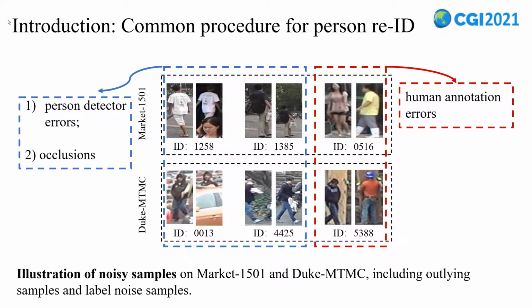However, noisy data commonly exists due to false labeling, person detector errors, or occlusions in the real world, as illustrated in the figure. The figure is an illustration of noisy samples on Market-1501 and DukeMTMC, mainly including outlying samples and label noise samples. The blue box is caused by person detector errors or occlusions, and the red box is due to human annotation errors. Each pair of images has the same identity, with the inlier on the left and the outlier on the right. Both types of noisy data can influence model training, while they are ignored by most re-identification models.